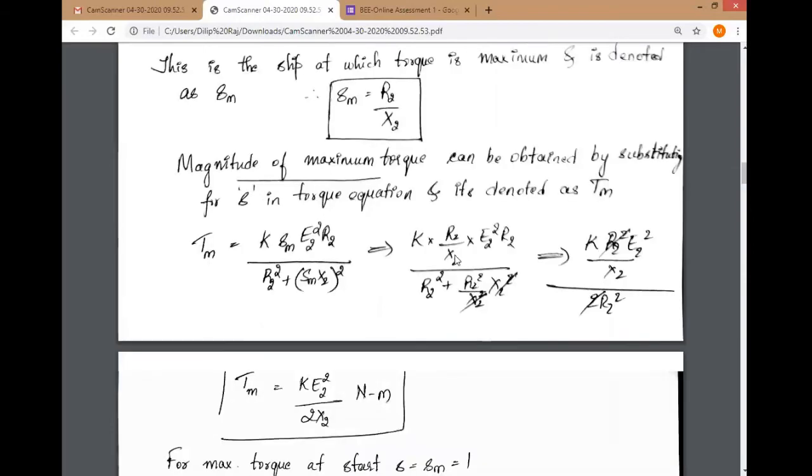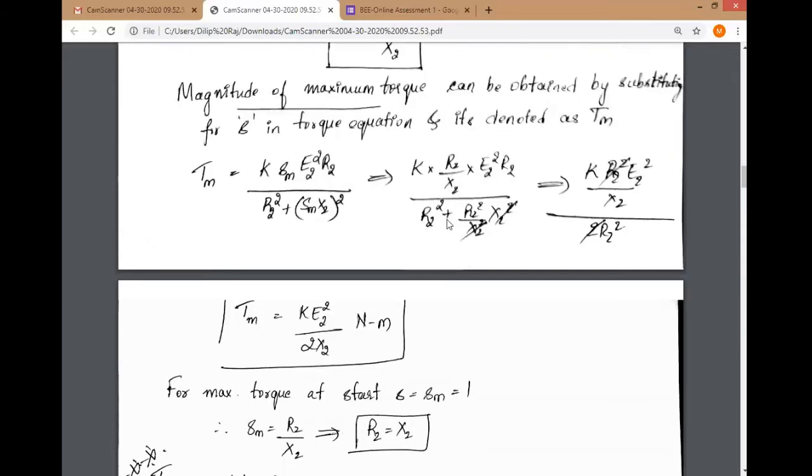So here X2 gets cancelled in the denominator, whereas in the numerator it is not getting cancelled. And taking out R2 square common from numerator and denominator, it gets cancelled. So what we are left with is K times E2 square by 2 into X2. So maximum torque can also be calculated by K E2 square by 2 times X2. So either you remember this formula or you remember this formula.